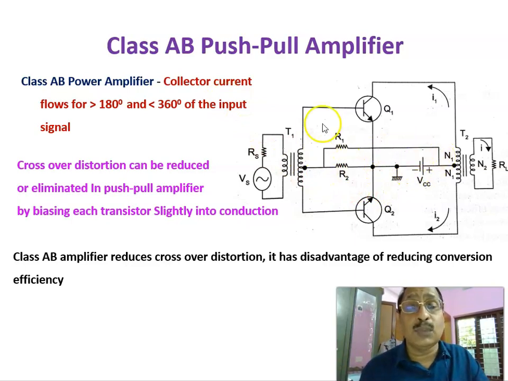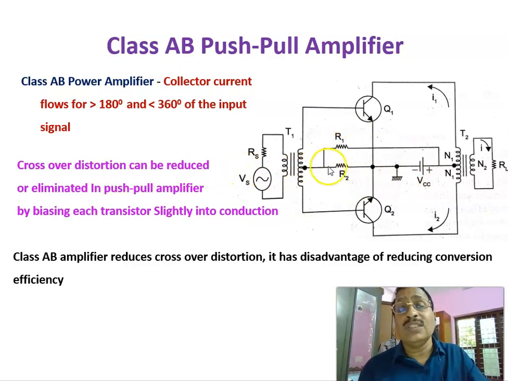Only the change is that it's a push-pull operation itself, but you are biasing that transistor by a separate circuit like this one. An additional resistance is connected, and due to this, the crossover distortion is removed in class AB push-pull amplifier. In class AB push-pull amplifier, though crossover distortion is removed, the conversion efficiency is in between class A and class B power amplifier.